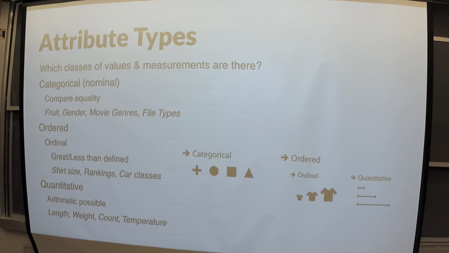And then finally, quantitative is where you can do any kind of math on top of it. Things like the length of an object, the weight, counts, or temperature. So that's the three main data types that we'll be talking about, and we'll further distinguish some of this.